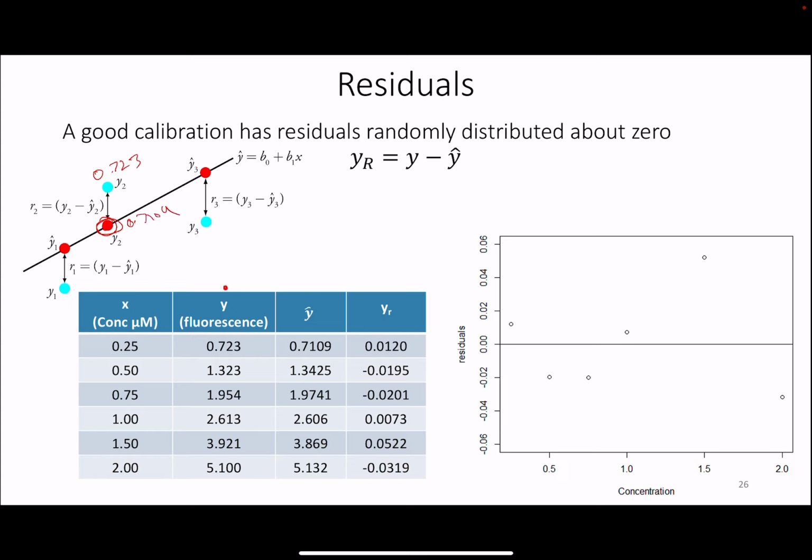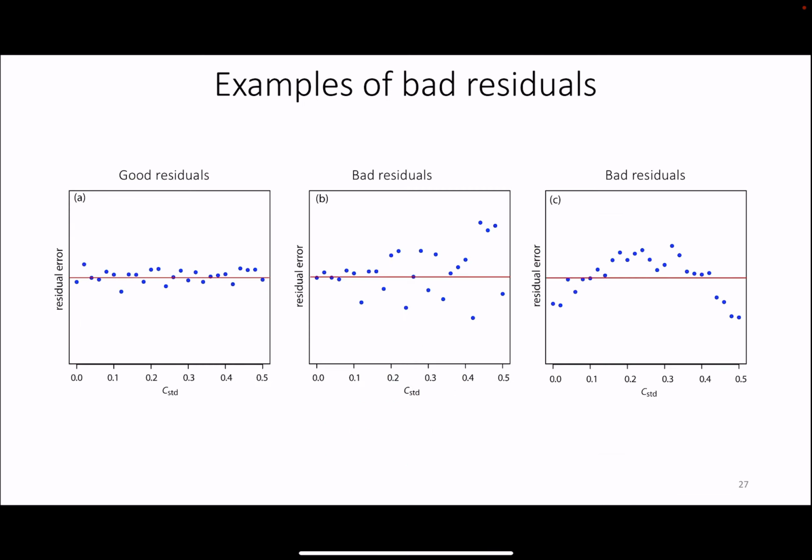And then you can look at the difference between these two numbers. So basically this y value minus this y hat value gives you this residual value. And then you plot these residuals as a function of concentration, and that's what we're looking at here. And you can see you've got a 0 line here. So if the errors are random, you should have some that are above and some that are below. And so this helps you see what's happening with your regression.